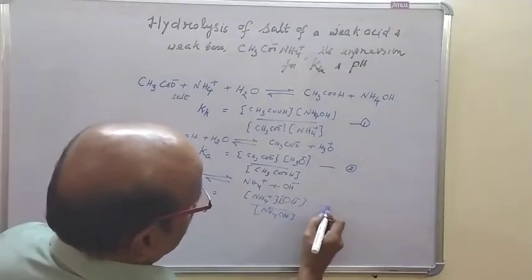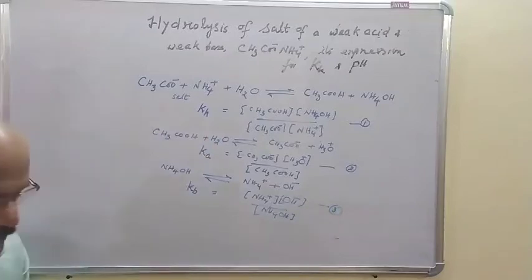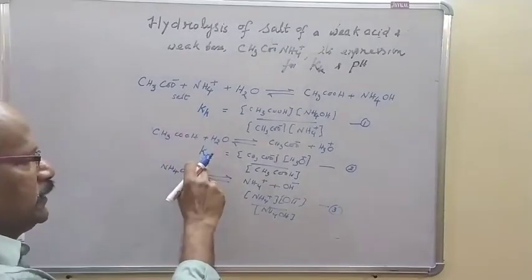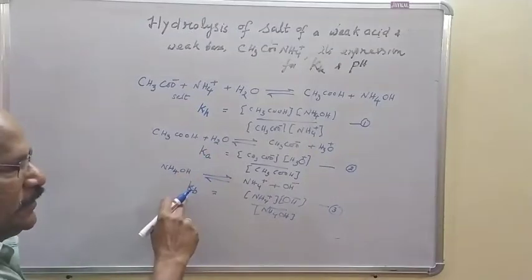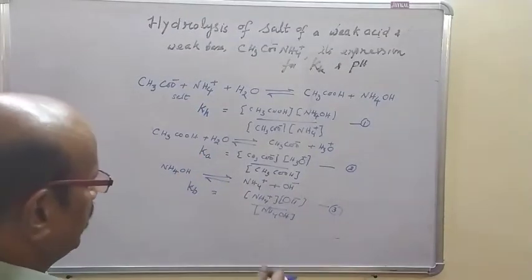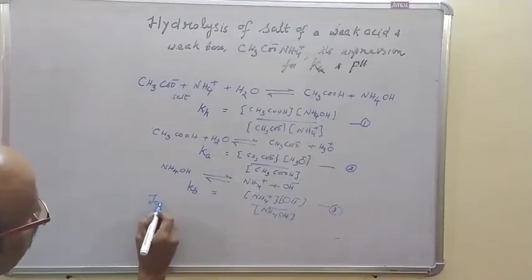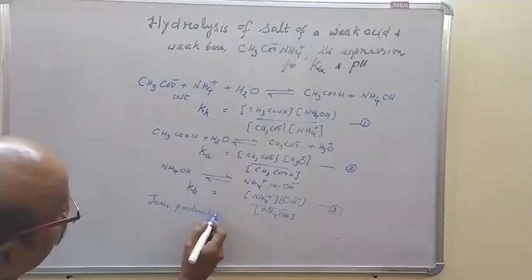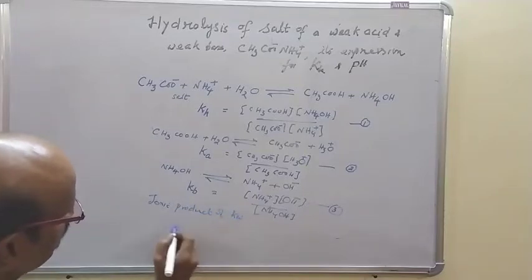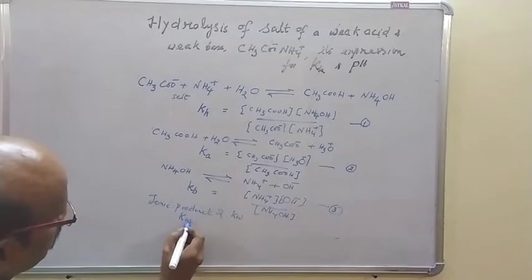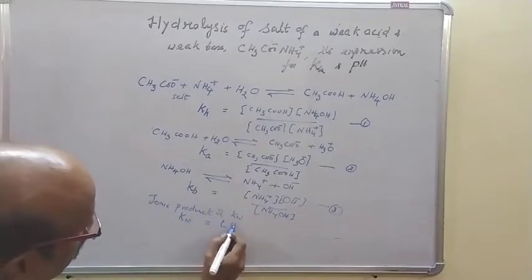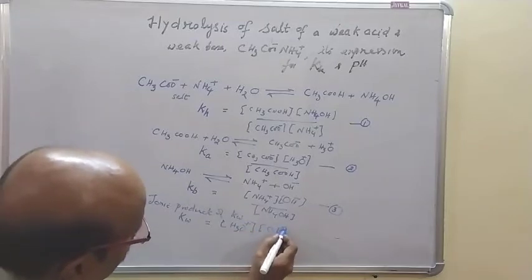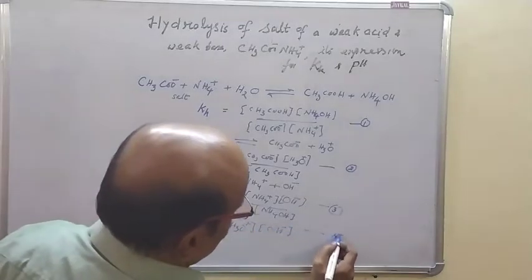This is equation number 3. So we have three such equilibrium constants: KH, the hydrolysis constant of the salt, the dissociation constant of the weak acid, and the dissociation constant of the weak base. And we have finally the ionic product of water, KW, which is equal to the concentration of H3O plus into OH minus in water. This is equation number 4.